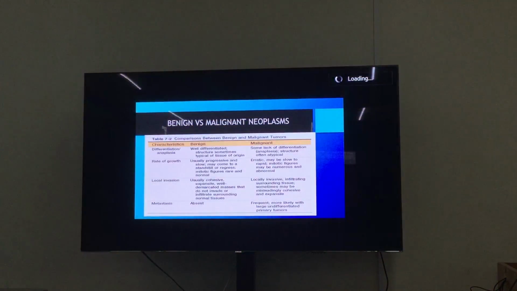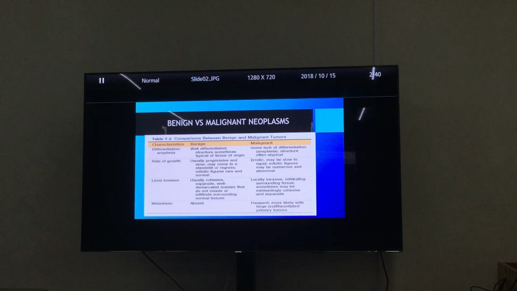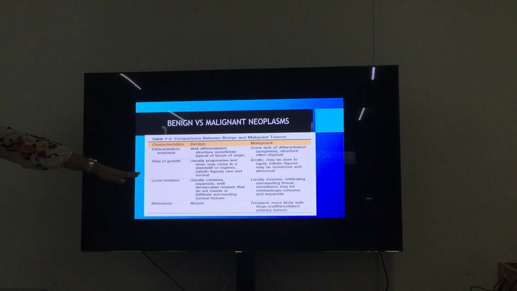So, here is a table showing you the comparison between the benign and malignant tumors. Okay? So this is in your book. We have here the following characteristics of benign and malignant. When it comes to differentiation or anaplasia, ang benign is well differentiated. Okay, well differentiated structure, sometimes typical of tissue of origin.